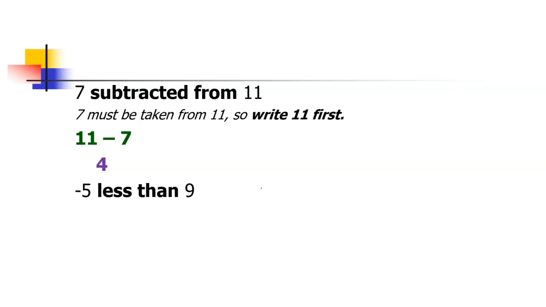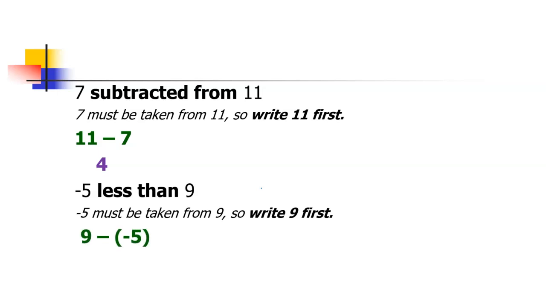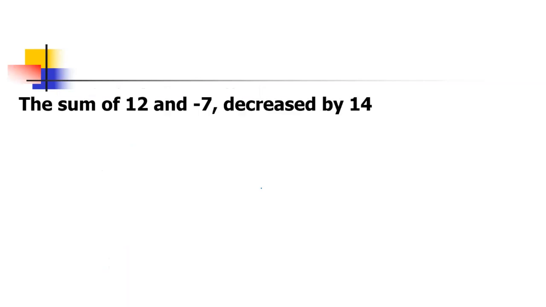Another phrase that you will be writing backwards will be negative 5 less than 9. So in this case, whatever comes after the word than, we will write that first. The minus 5 must be taken from 9, so we write the 9 first. Because we're writing the 9 first and then negative 5, and in between goes the minus sign, we have to use the parentheses. Two negative signs, again with the parenthesis, switch to plus. And that should give you 14. Now let's try one. You can pause here and try on your own, and then come back and see what the answer will look like.